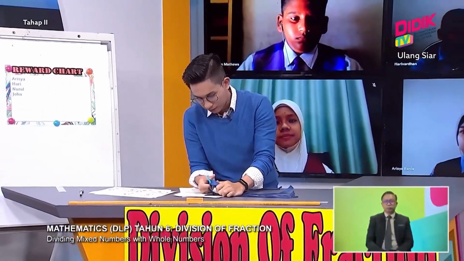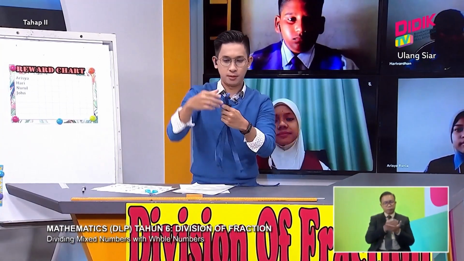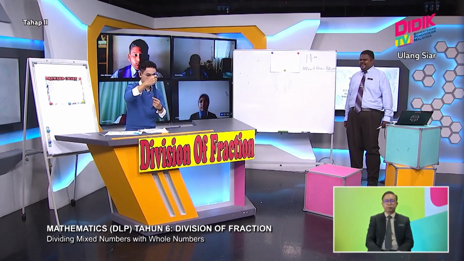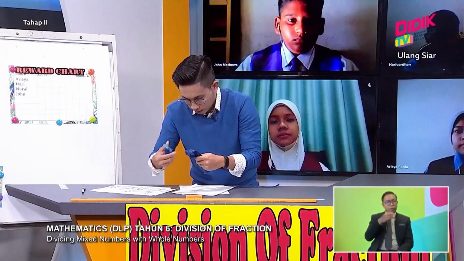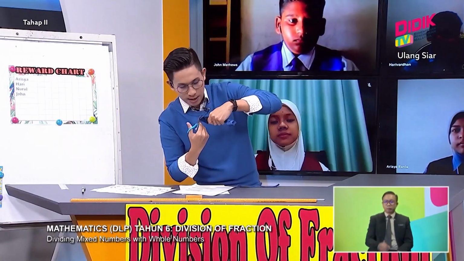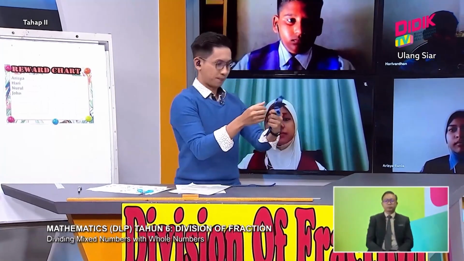Wow, I feel like I'm in art class. Now you have 4 parts. What we need is 8 parts. So I need to fold it again. Okay, I have 8 parts. Perfect. You have cut the ribbon into 8 equal parts.